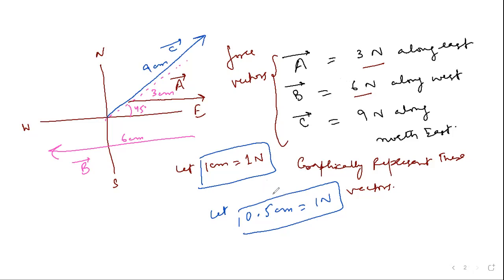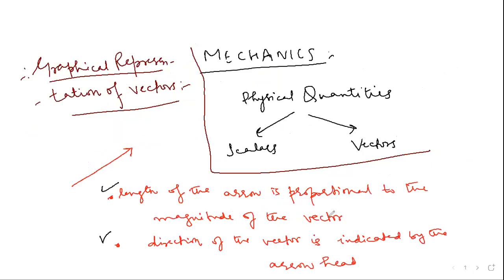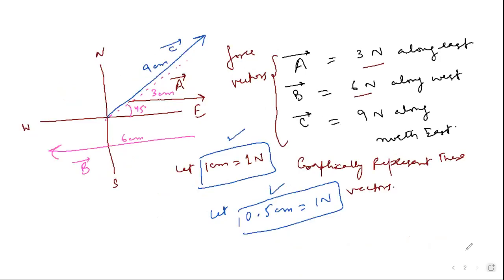So you can have any scale, but once you fix a scale, you have to use it for all the concerned vectors in the problem. So whether you use this scale or this scale, one thing will be true, that the arrow representing B will have double length compared to A, and the arrow representing C will have triple length compared to A. This is the meaning of this thing, that length of the arrow is proportional to magnitude of the vector. Direction of the vector is indicated by the arrowhead. So now you know how to represent vectors graphically. Now we move forward.